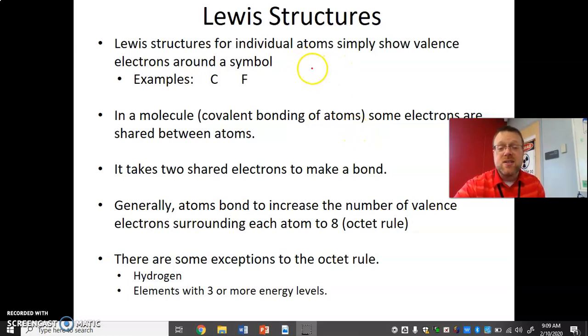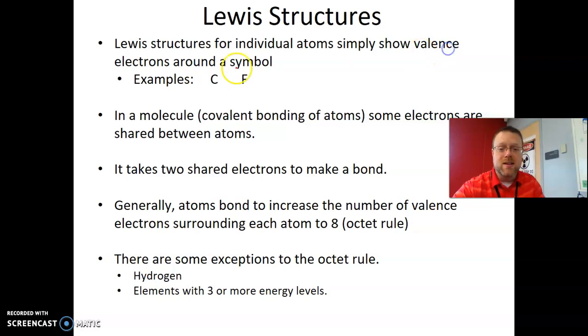Hey guys, this lesson is on the basics for how to construct Lewis structures for covalent compounds. So basically, Lewis structures are pretty simple models that just show the atoms that are in the compound and how the valence electrons are being used to either make bonds or be lone pairs within these models.